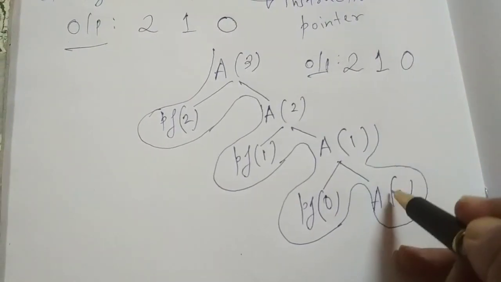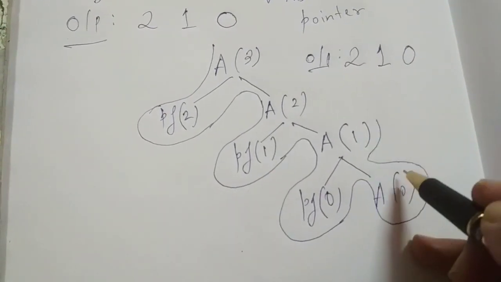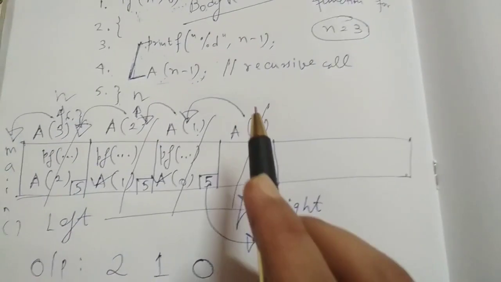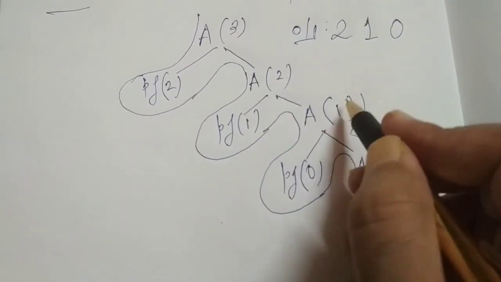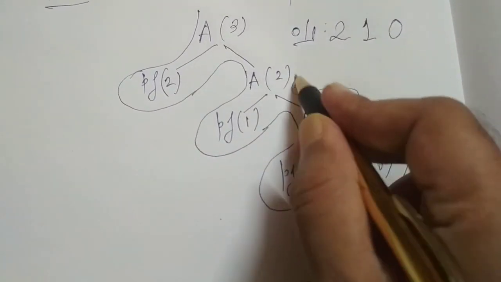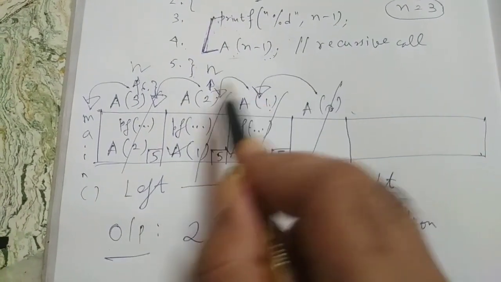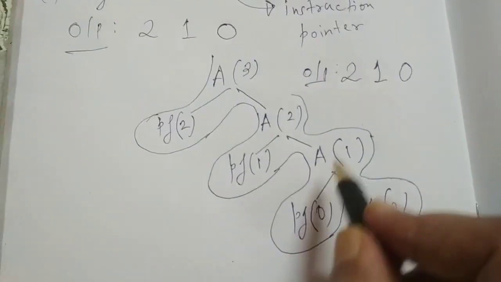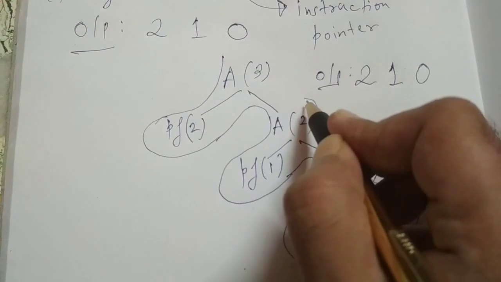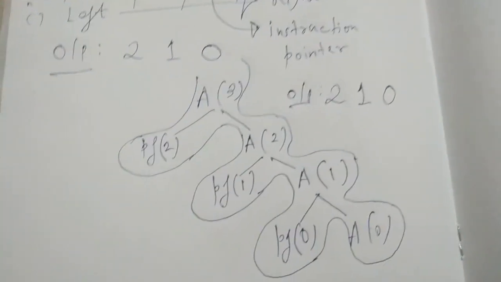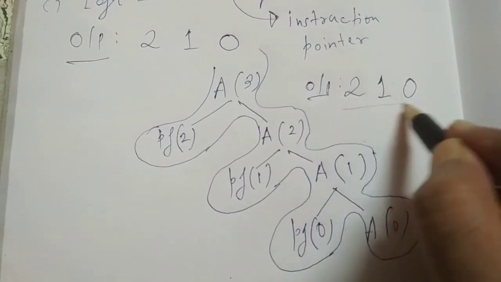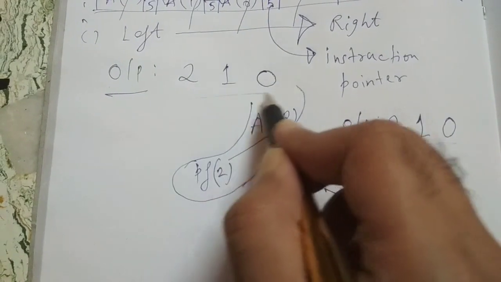Now, when I'm going back, a of 0 is returning the control to a of 1, like we saw here. Similarly, a of 1 is returning the control to a of 2, like you saw here. And then a of 2 is finally returning the control to a of 3. And that brings an end to the entire execution. And what is the output? The output is 210, which was the same in case of your stack.